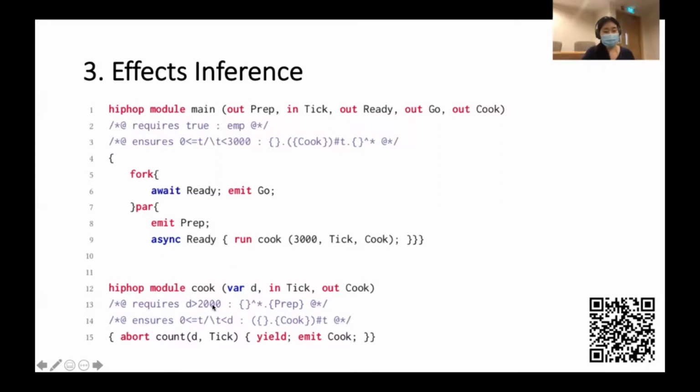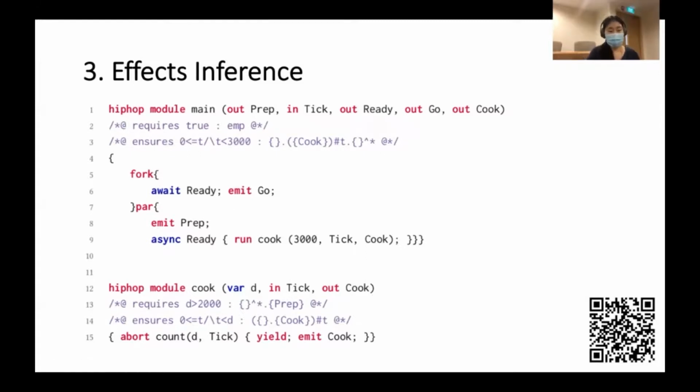Then when we call this function cook, in this module, the precondition defines that D should be greater than 2000. And also the precondition contains a trace, meaning that before you enter this program, the prepare signal has to be triggered in the current time instance. Then in the postcondition, we ensure that we will have two time instances, which are bounded with the time value T, and T is smaller than the input value D.